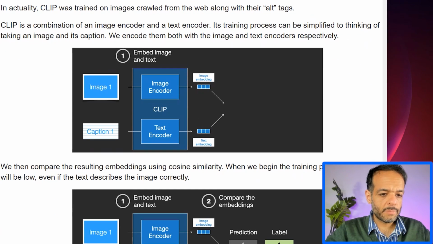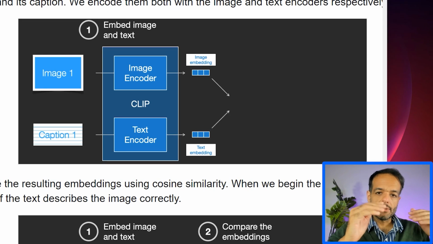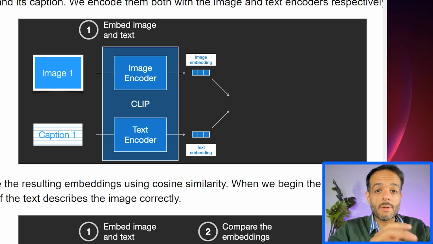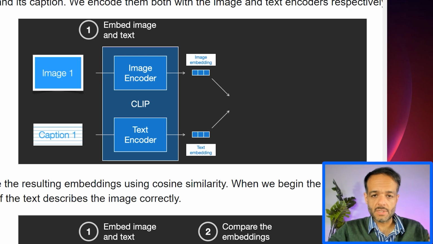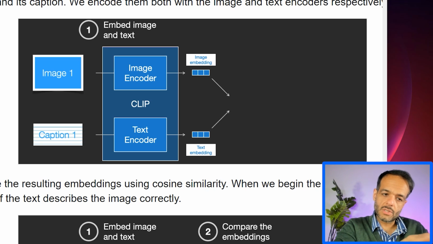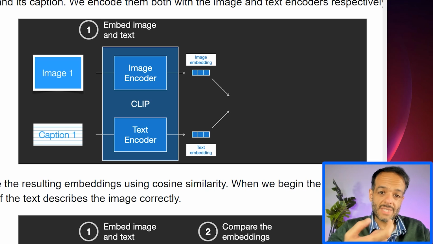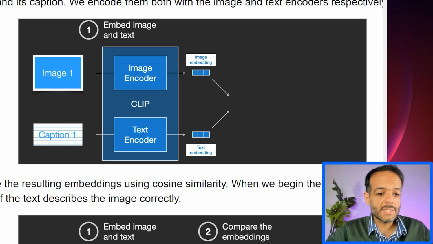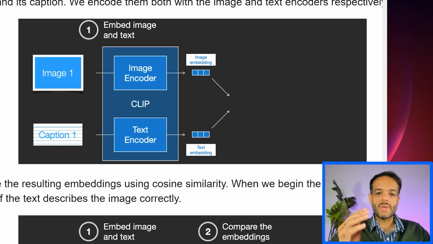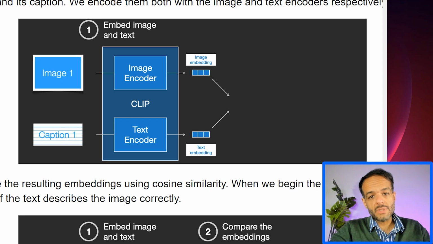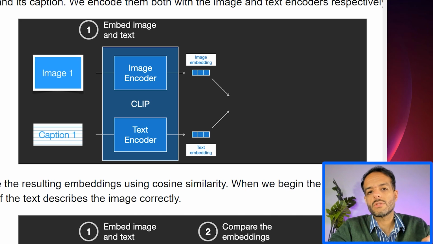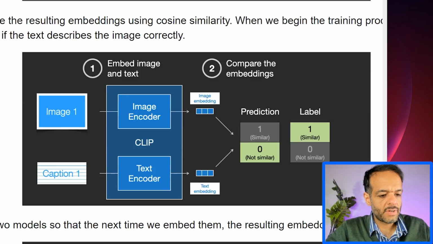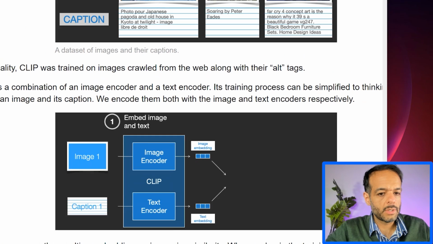What CLIP does is it tries to embed, embeddings being numeric representations of things. CLIP has two models, one that embeds images, so it represents images numerically, and another that embeds text numerically. Its goal is to make similar images and text represented by similar vectors. And so, let's see if I have an example here.